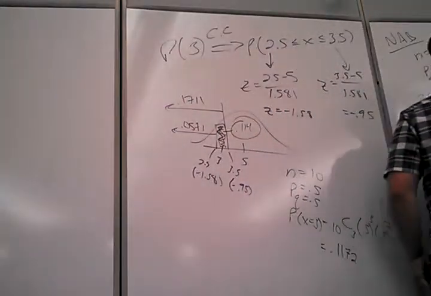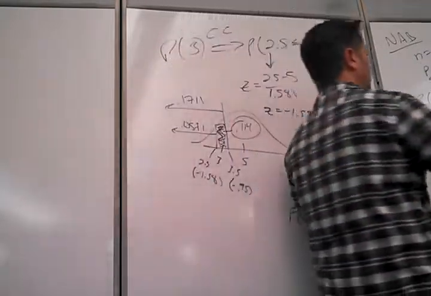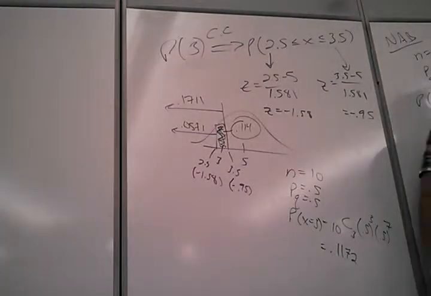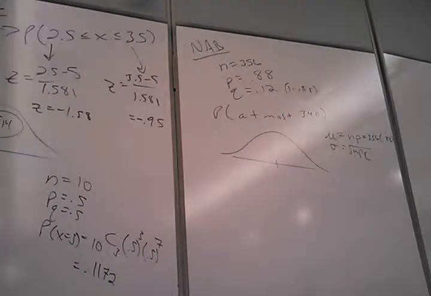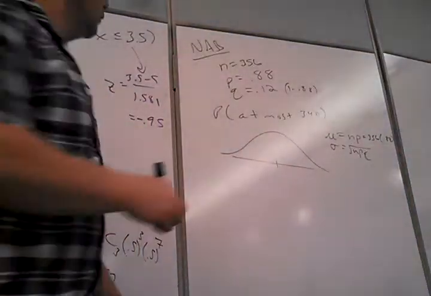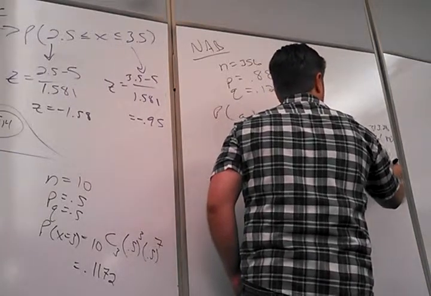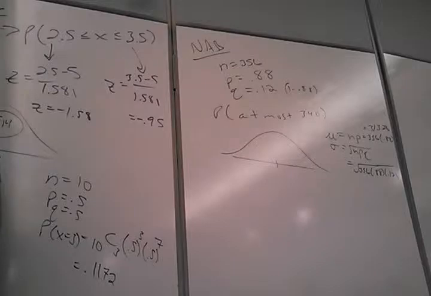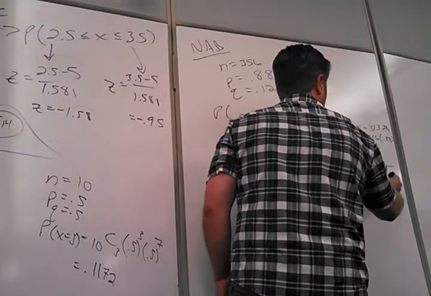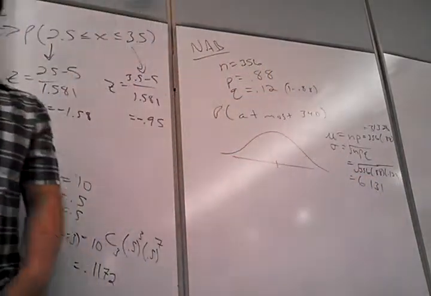All right, so the mean will be 356 times 0.88. 313.28. Yes. And the standard deviation, 356 times 0.88 times 0.12, square root. 6.131. Yes? Yeah. Okay. Cool. How are we doing so far?